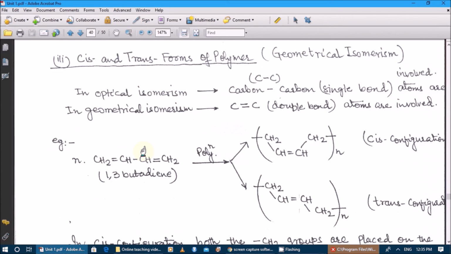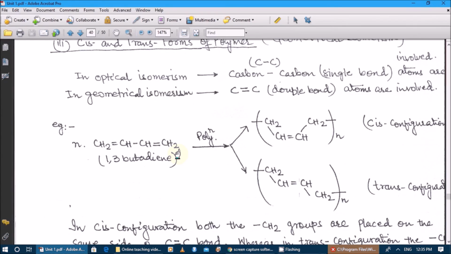Okay. So the difference between optical isomerism and geometrical isomerism is that in case of optical isomerism, the carbon-carbon single bond is involved, whereas in case of geometrical isomerism, we will try to establish the isomerism about the carbon-carbon double bond. What is the meaning of this?